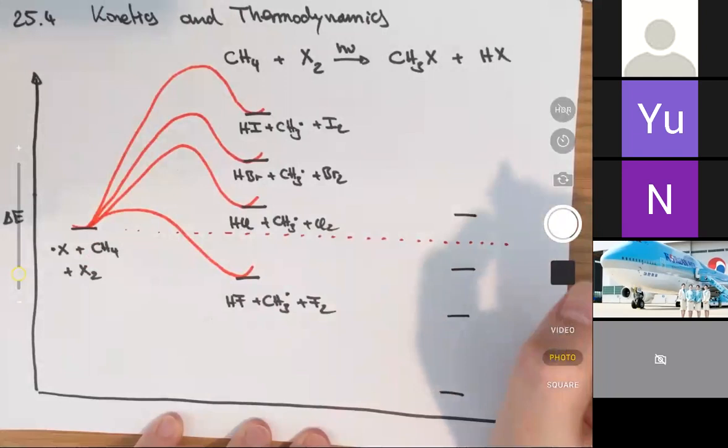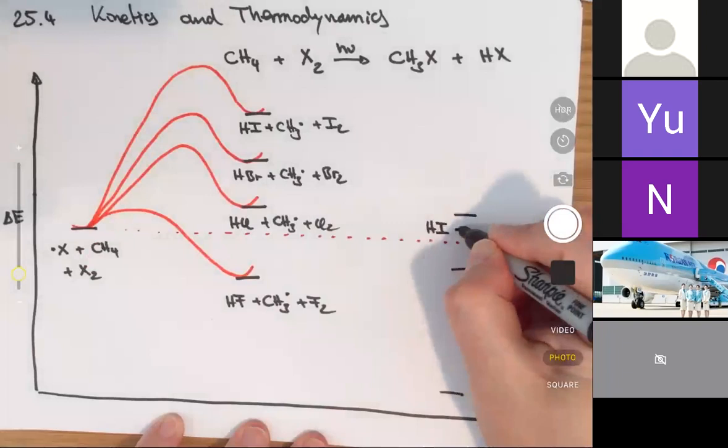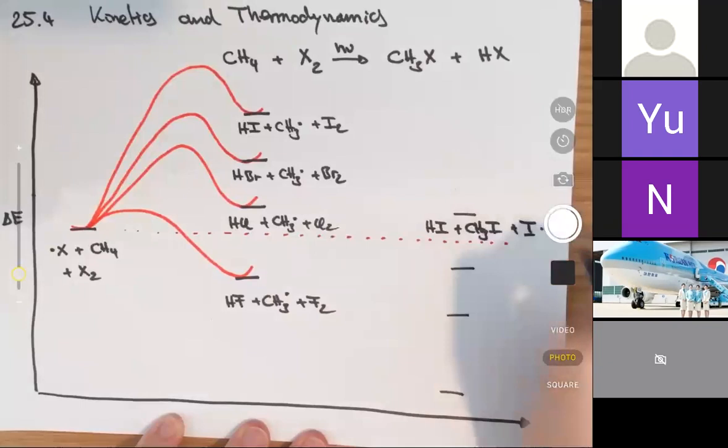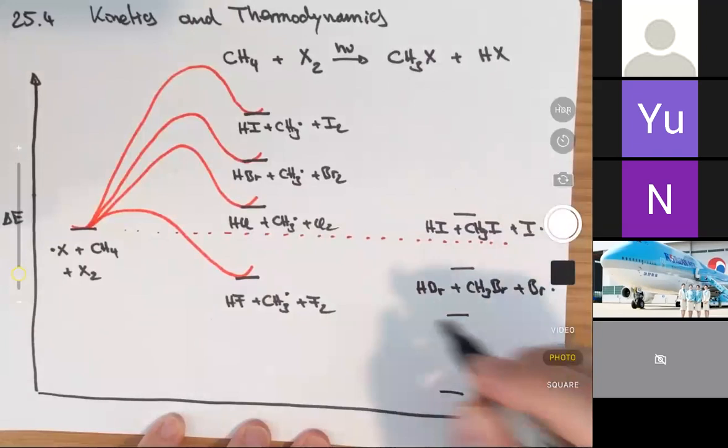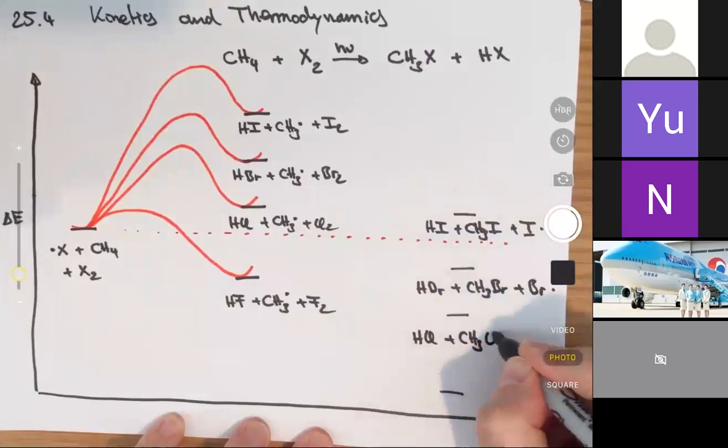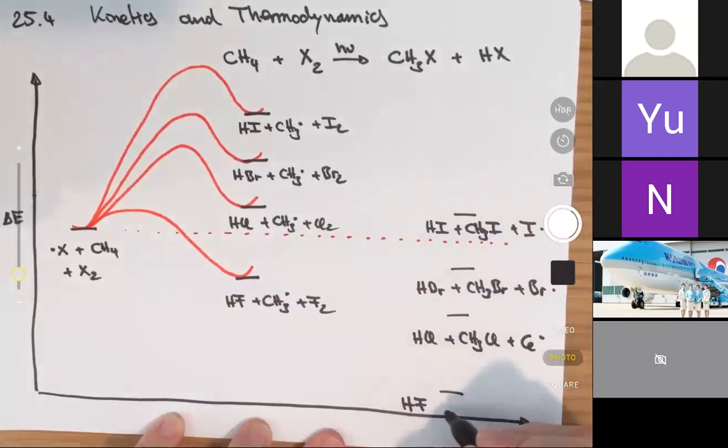So the product here is basically HI plus CH3I plus the iodine radical. And here we have HBr plus CH3Br plus the bromine radical. We have HCl here plus CH3Cl plus Cl radical. And the last one here is HF plus CH3F plus the F radical.